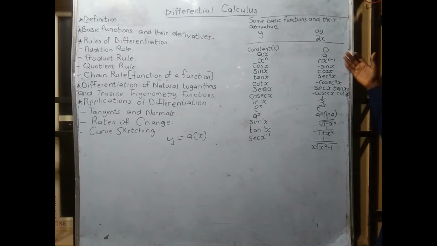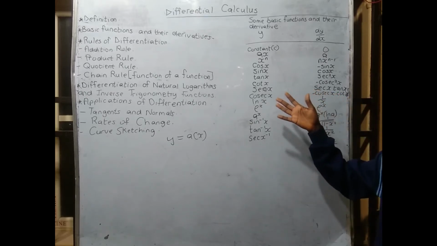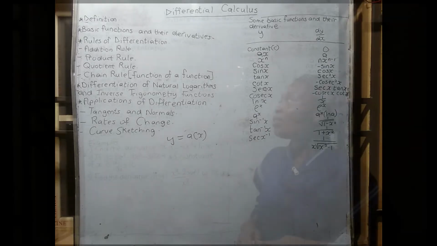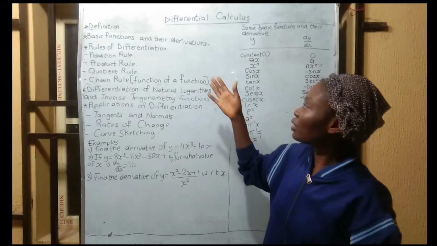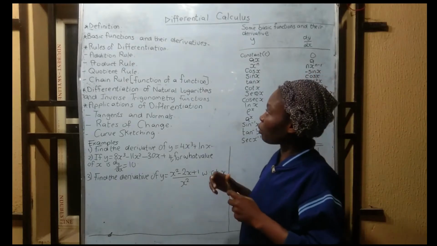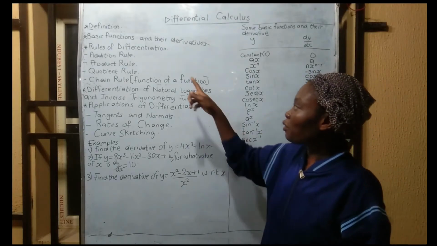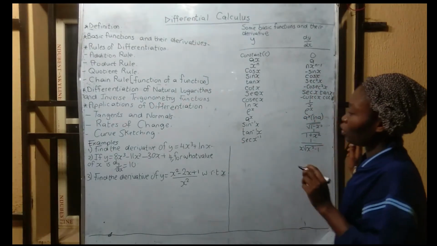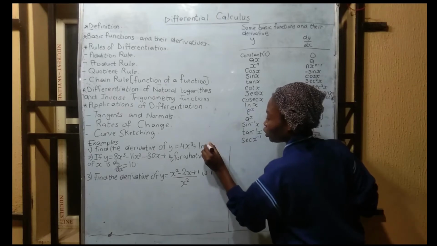So basically, these are the basic functions and their derivatives that we are supposed to know, because they will be helping us along as we go along in the video or as we are solving our questions. Now we want to check the rules of differentiation, and the first one is the addition rule. Now we are going to check some examples for us to know what the addition rule is all about in differential calculus.